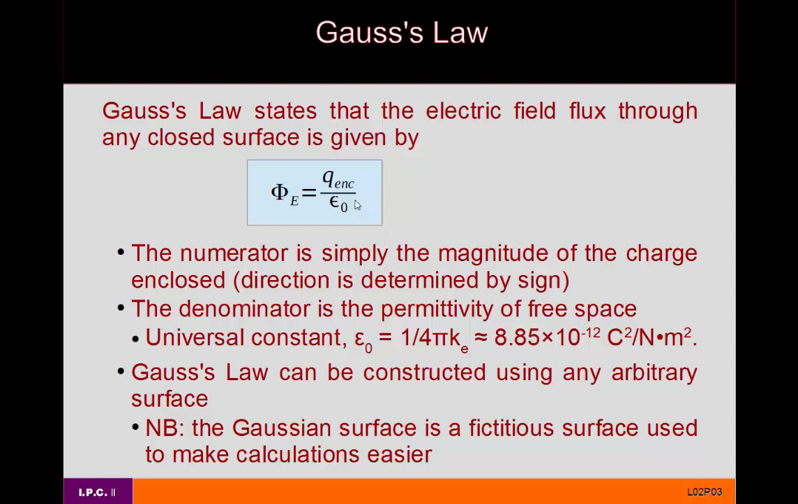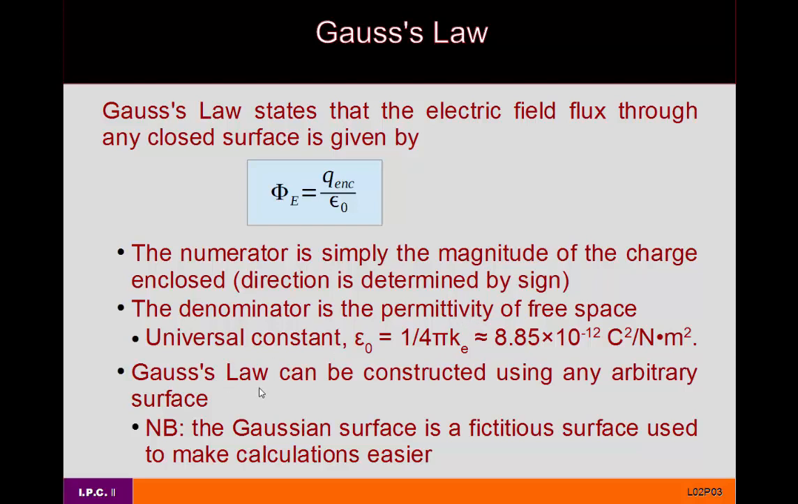And recall that we actually saw this permittivity of free space in part one of this lecture set. It is basically 1 over 4 pi times k sub e. And it has an actual value of 8.85 times 10 to the minus 12 coulomb squared per newton meter squared. So actually these units are the reciprocal of the units for k sub e, because it is equal to some constant, 1 over 4 pi, times the reciprocal of k sub e.